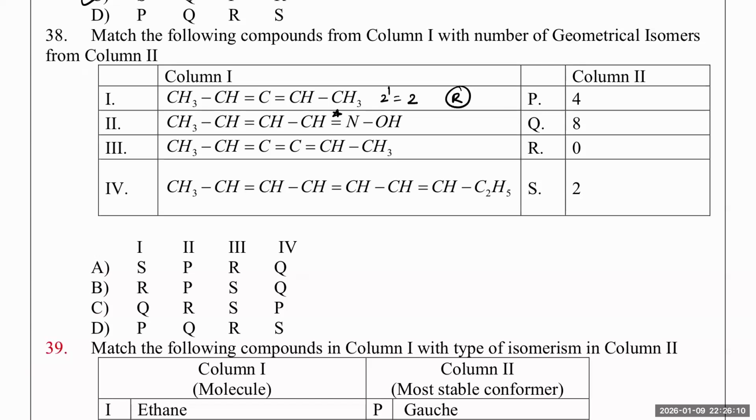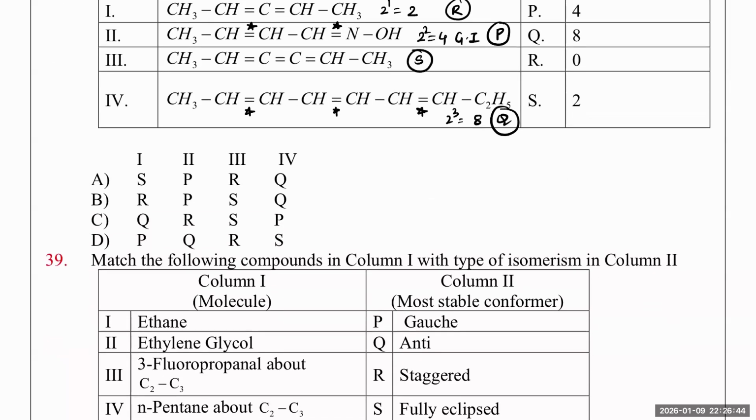Now here there is one stereogenic unit, here there is one unit. So 2 raised to power of 2. So total 4 GIs, right? So answer is P. Here you can see 1, 2, 3, odd number, and left side, right side, two different groups. So that means cis and trans can be shown. So 2. Next here we have 1, 2, 3. And there is no symmetry because here there is methyl and ethyl, different groups. So 2 raised to power of 3, which makes it 8. 8 geometrical isomers. So RPSQ. So that is option B.